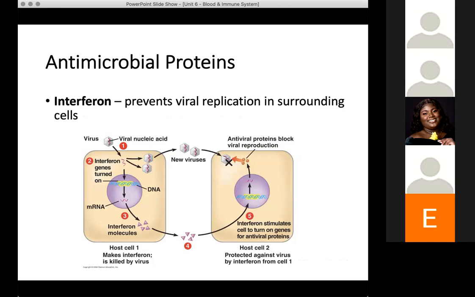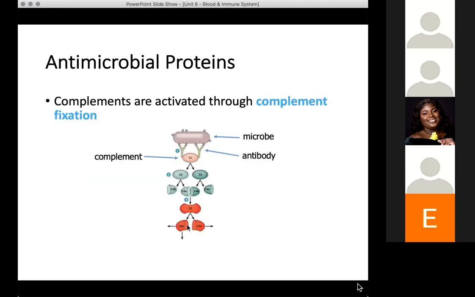Complements, these are a group of inactive plasma proteins that normally are circulating in blood. And when they get activated, it usually occurs after antibodies bind to the foreign invader, the invading microorganism. And then the complement binds to the antibody. So the antibody attaches itself to that foreign invader, and then the complement comes in and attaches to both of those things. That's called complement fixation.